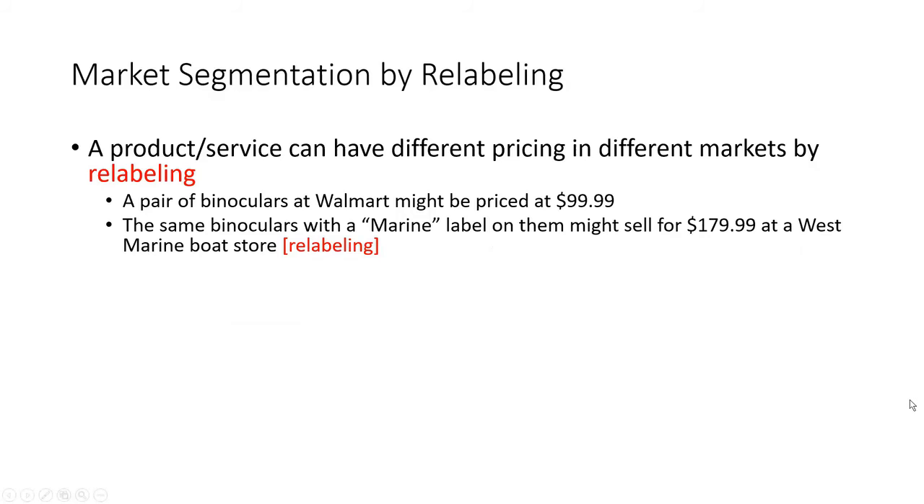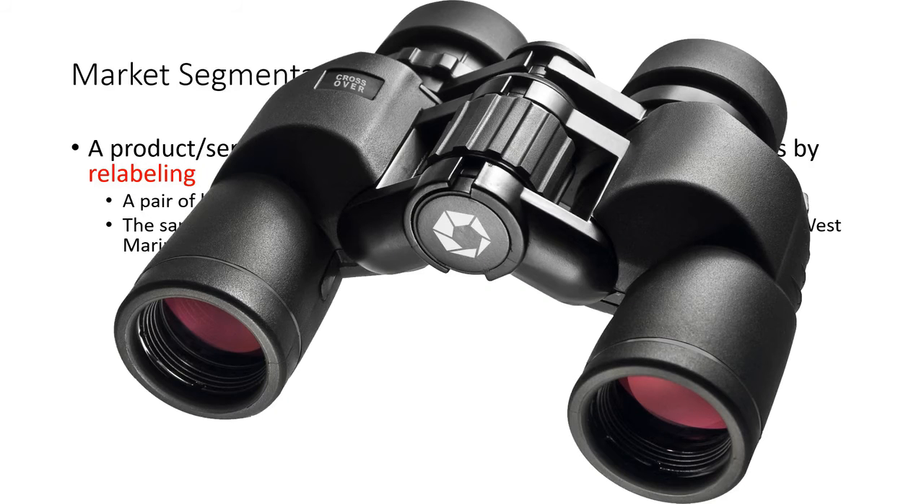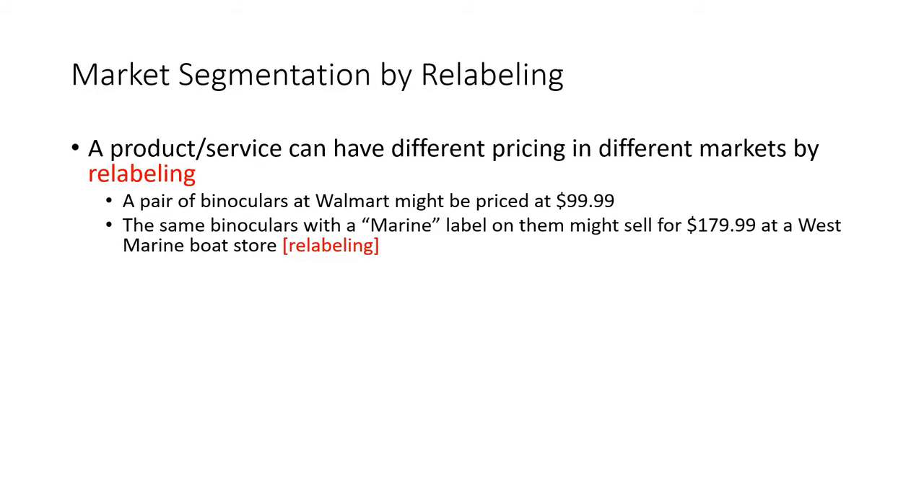Now, another strategy for market segmentation is what we call relabeling. An example of this is a pair of binoculars that you might find at Walmart. They might be priced at $99.99, just as an example. But that same set of binoculars with a marine label on it might in fact sell for, say, $179 at a West Marine boat store. And the only functional difference between the two sets of binoculars is the labeling on those binoculars.